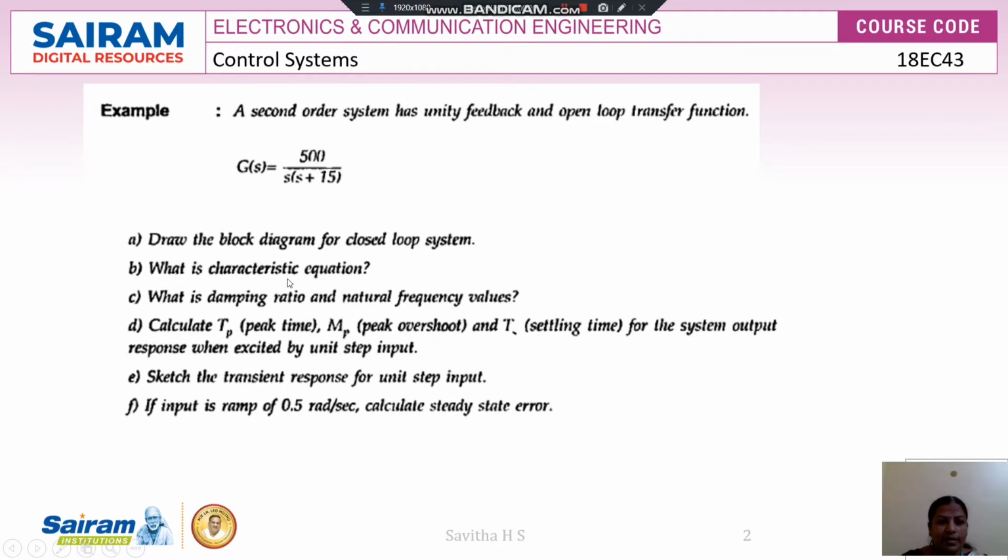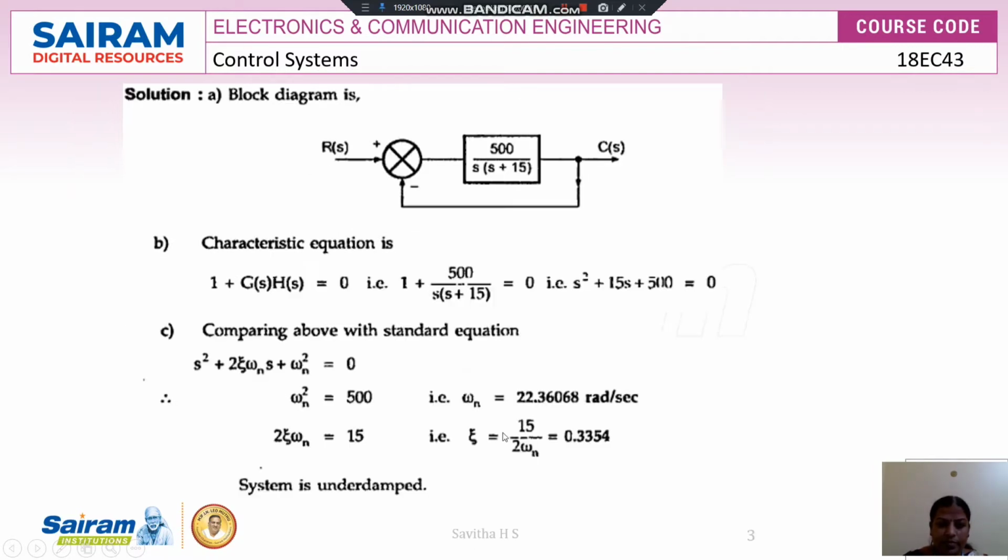What is the characteristic equation? What are the damping ratio and natural frequency values? And calculate Tp, the peak time, Mp, the peak overshoot, and Ts, the settling time for the system output response when excited by the unit step input, and sketch the transient response of the unit step input. If the input ramp is 0.5 radians per second, calculate the steady state error. So these are the parameters we need to find.